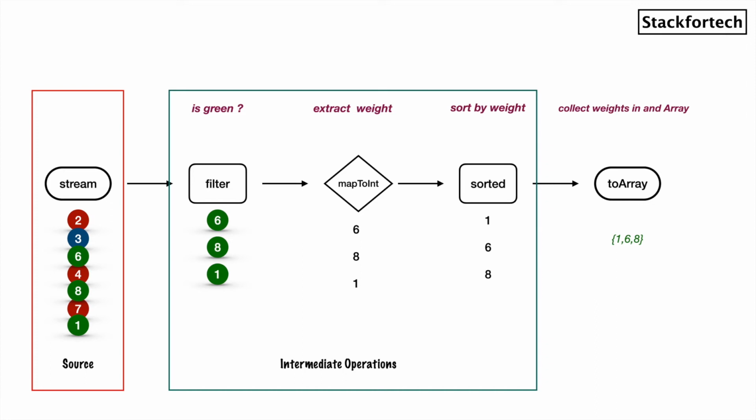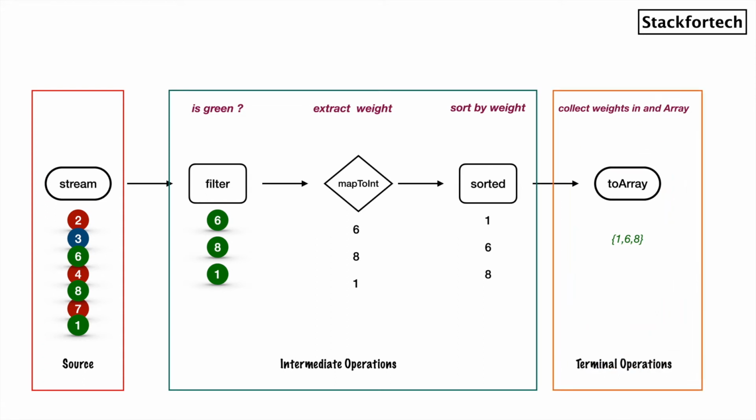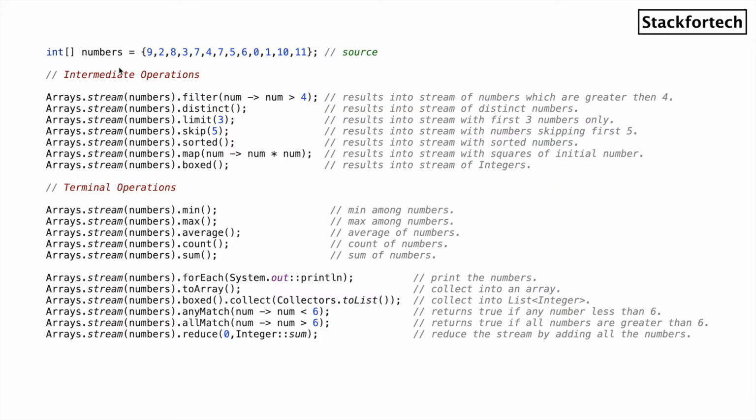Then we are extracting the weights of those visits, and then we are sorting those weights. So these are the three intermediate operations we have in this example. And the next step is the terminal operation, which will mark the end of this stream consumption, and which will collect all the data into an array.